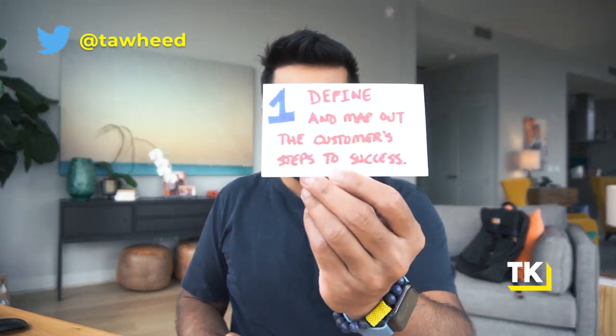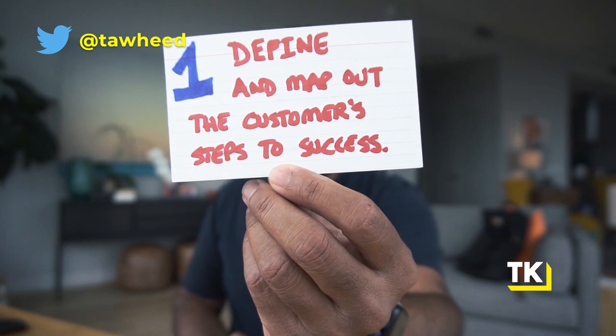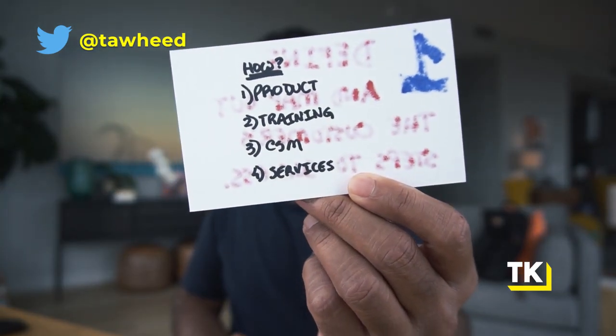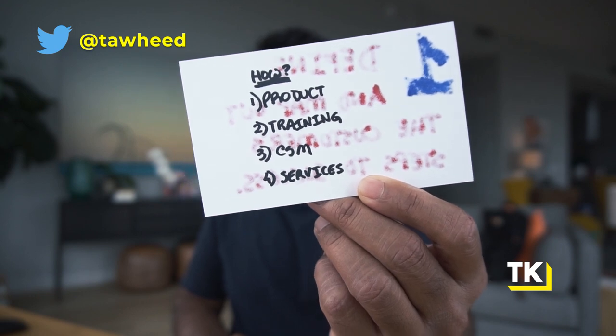All right, so to recap, in order to reduce churn, get rid of the leaky bucket, and therefore accelerate growth, here are the three things you actually need to do. Number one, you need to define and map out the customer's steps to success. That includes not only just the product, but also thinking about training, customer success managers, and also services. By the way, if you don't wanna do services yourself, find partners. It's a great way to do it.